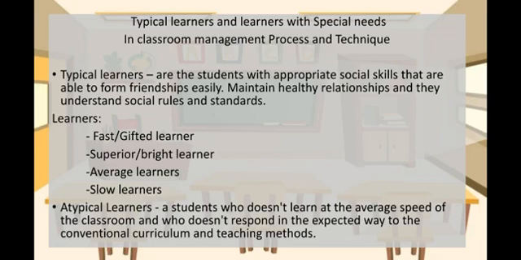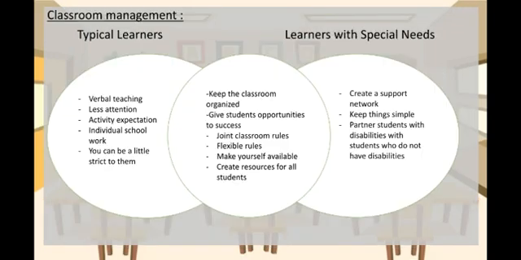The examples of these are the persons with disabilities like autism and more. The following are the classroom management that the typical learners and the learners with special needs will receive. So first circle is the typical learners. The typical learners will receive verbal teaching, because they can understand you easily.